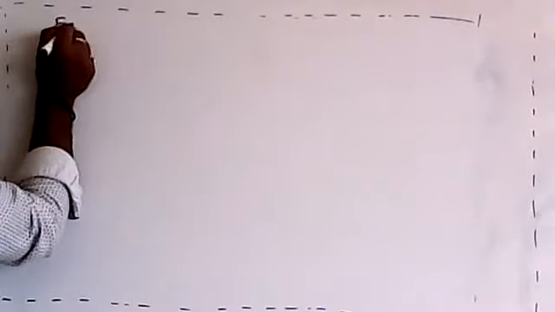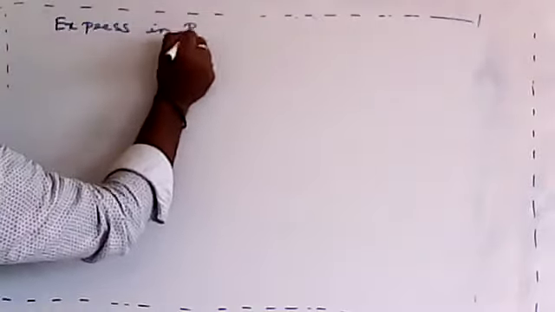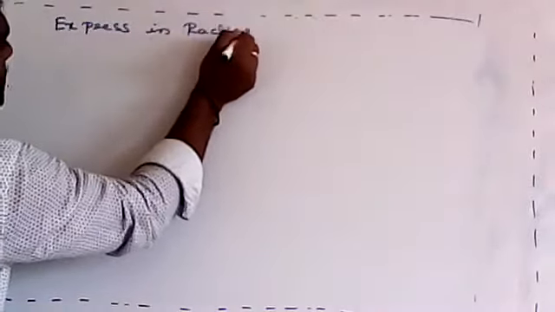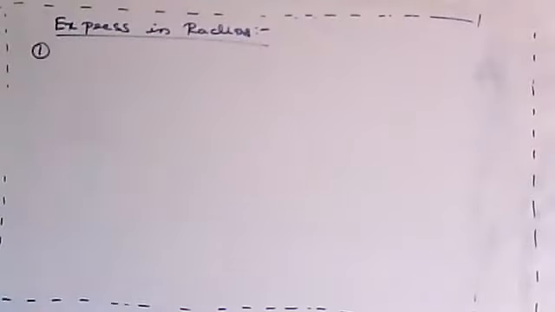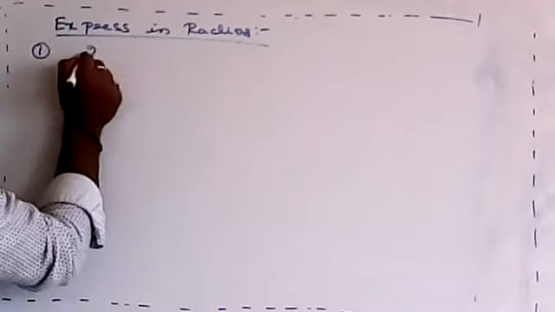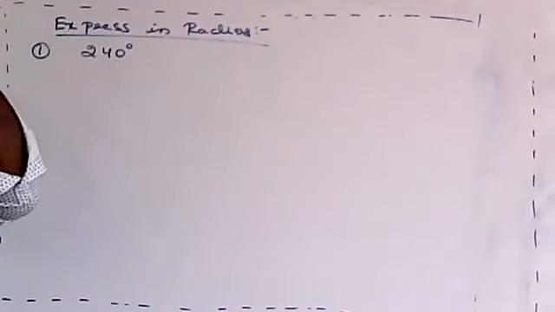So now we move on to the problem. Express in radians. So the given is in the form of what? Angle. We have to convert it into the form of what? Radian. Okay. So the first one is what? 240 degree. They'll ask this for 1 mark. We have to convert it into the form of radian.